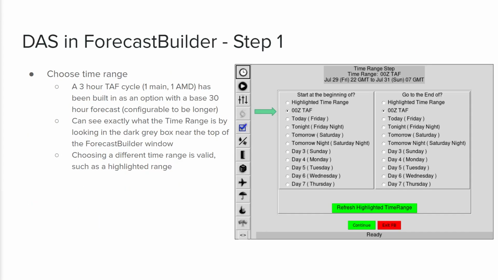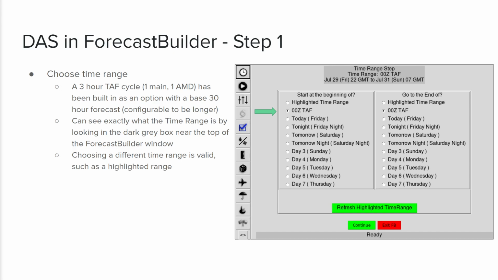So now that we have our reasons for using ForecastBuilder with DAS, let's discuss just how you can do that. For those of you who are experienced with ForecastBuilder, you'll find that the process only has a few minor additional steps and checks compared to your normal forecast creation process. The first step is to choose a time range as normal.